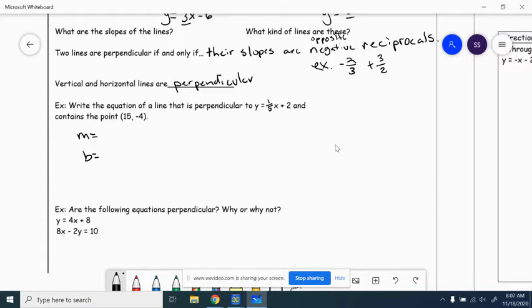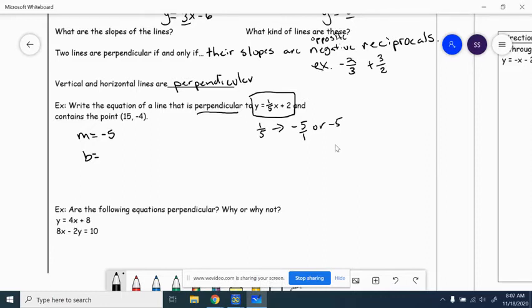Okay, so the equation of the line that we need to write is perpendicular to this line. And the slope of this line is the m value. It's the value in front of x. So the slope of this is 1/5. So what we need to use is the negative reciprocal of this, which would be -5/1, or we could just say -5. Okay, so the slope that we need to use is -5.